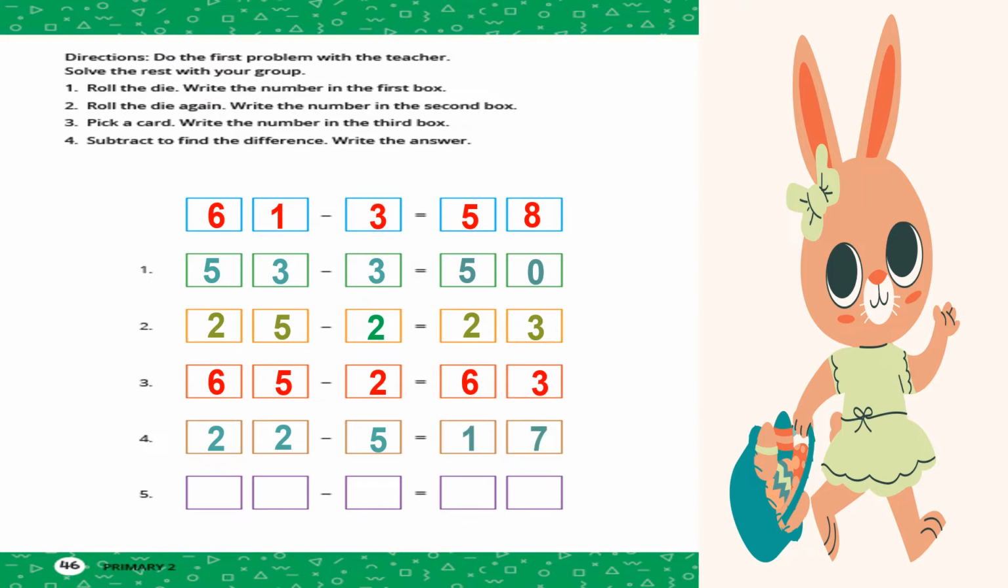Number 5, 36 minus 2. We will go backward 2 steps. What is before 36? 35, 34.